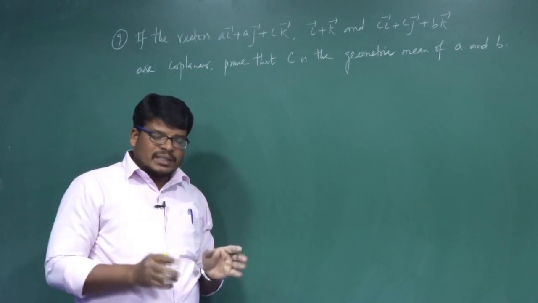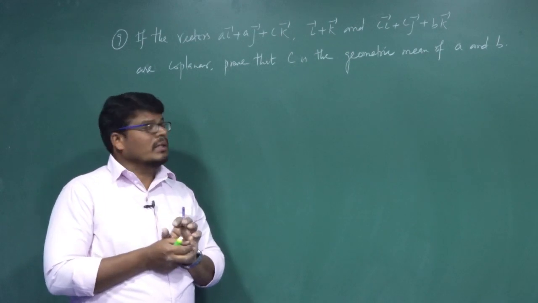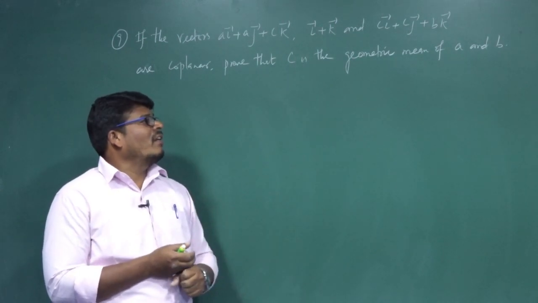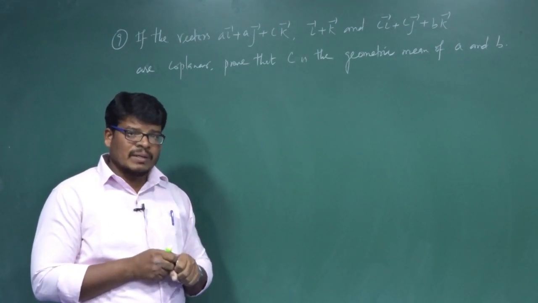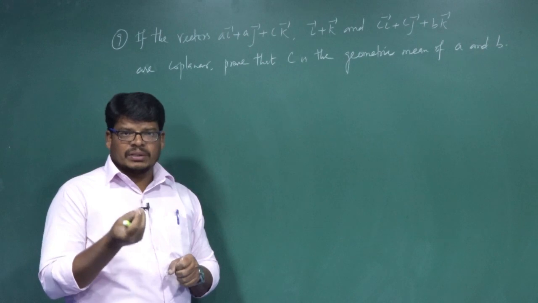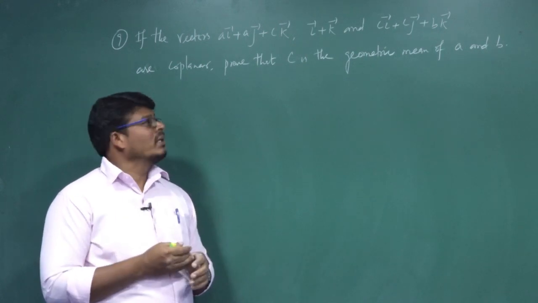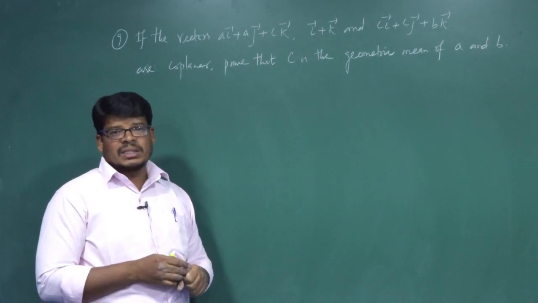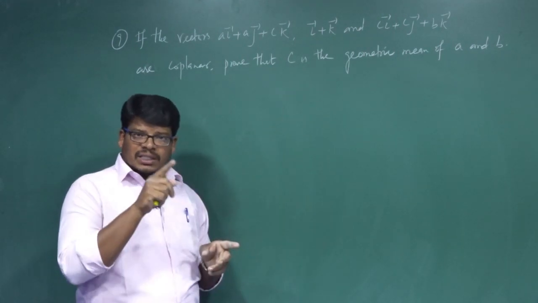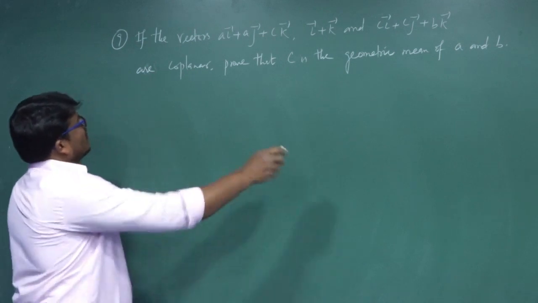Already you know, if the three vectors are coplanar, then the box product of a vector, b vector, c vector equals 0. We have to prove that c is the geometric mean of a and b. The geometric mean is the square root of a and b multiplied. So c is the geometric mean of a and b means c equals root of ab, or c square equals ab. We have to prove this result, given the three vectors are coplanar.